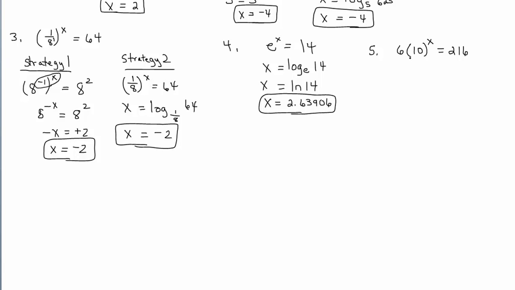All right, pay attention to the structure of problem number 5. This is 6 times 10 raised to the x. The x is only on 10. It would be wrong to multiply the 6 into the 10 when the 10 already has an exponent of x. It would be wrong to say this is equivalent to 60 raised to the x power.